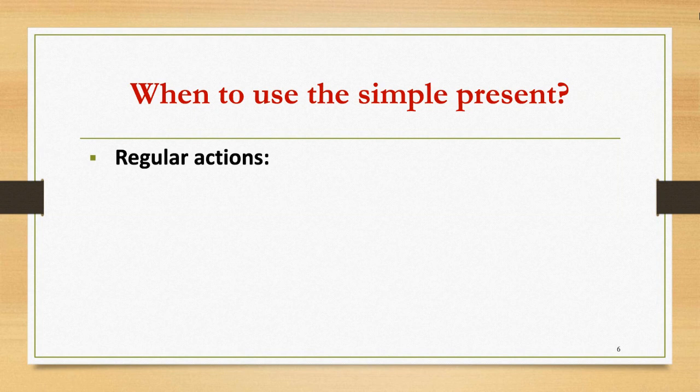The second case, we use simple present to talk about regular actions. For example, we pray 5 times a day, which means we pray regularly 5 times a day, or we are repeatedly praying 5 times each day. So when we are talking about regular actions, we use the simple present.